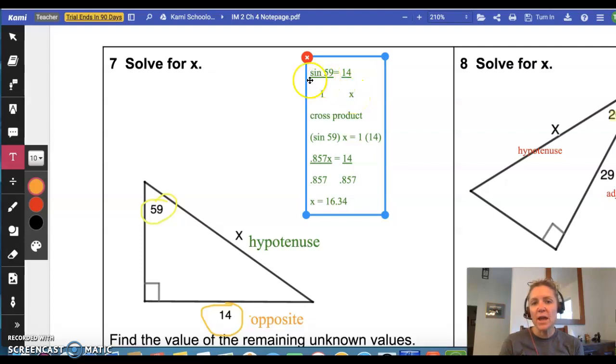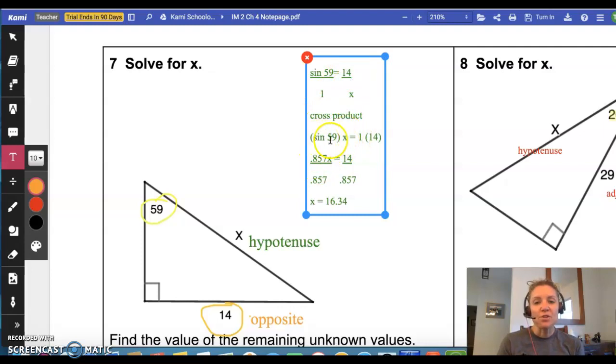Then I'm going to go ahead and make that sine of 59 into a fraction by putting it over 1. And that gives me a proportion. To solve a proportion, you use something called the cross product. So for the cross product, I'm going to multiply the sine of 59 times x. That gives me the left side of my equation. Set that equal to the 1 times the 14.